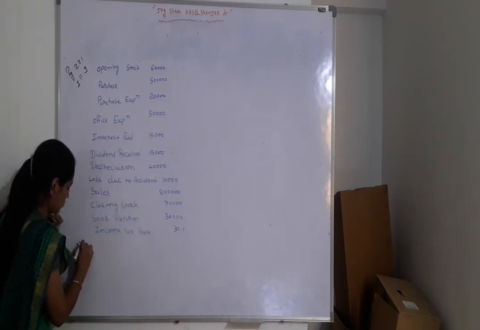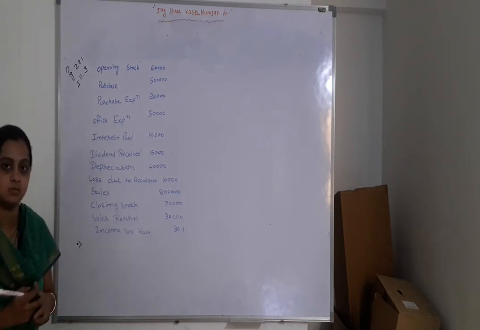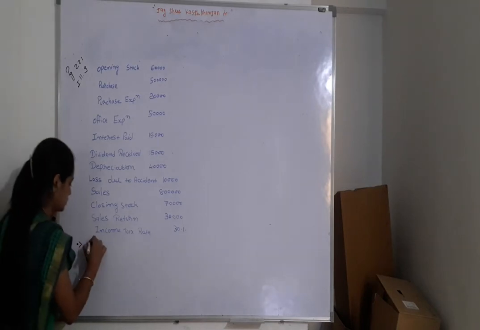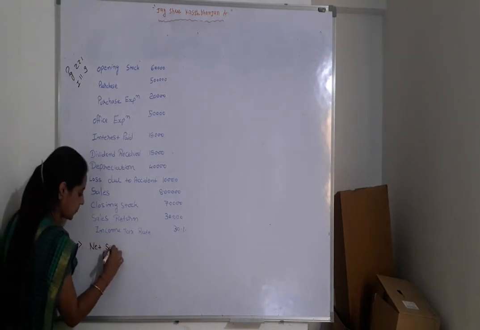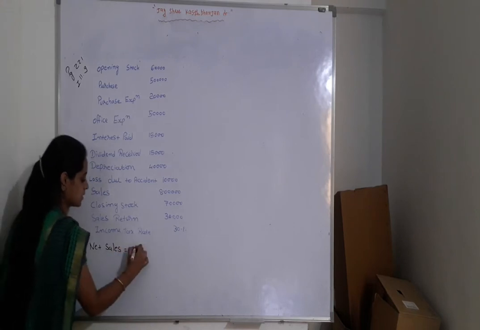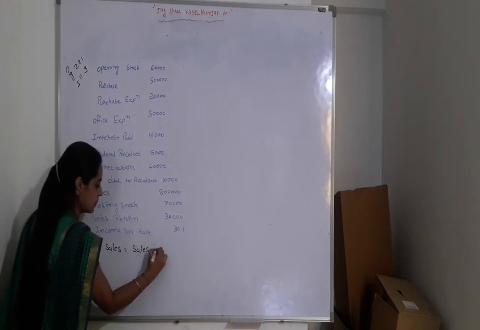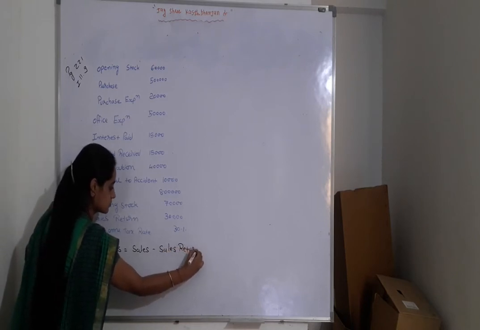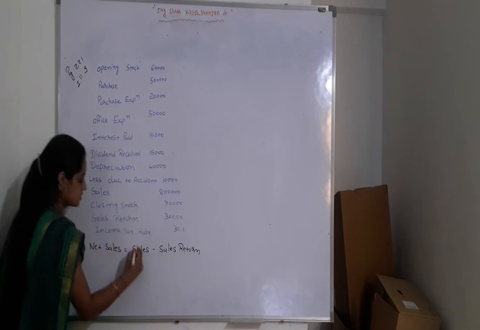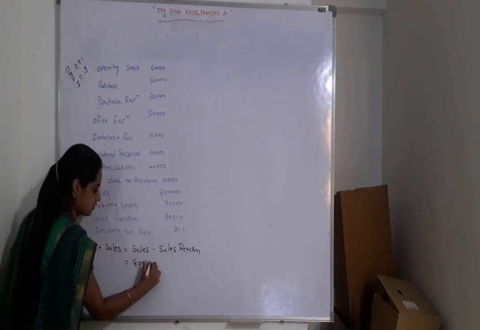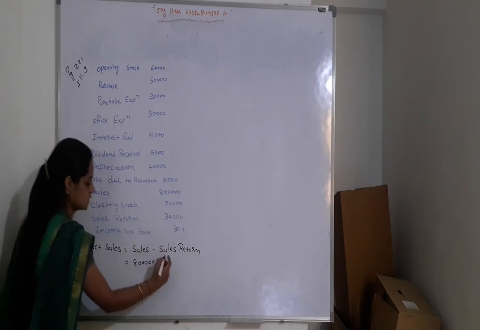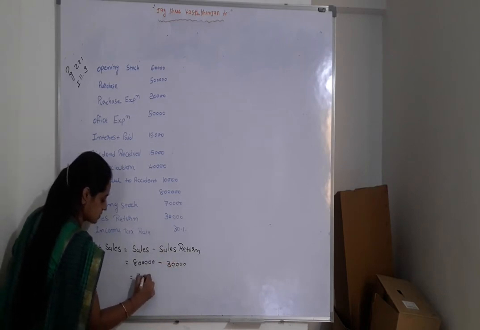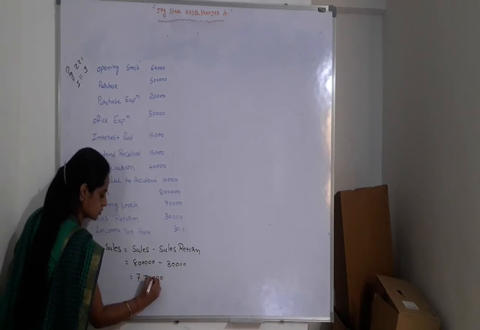So first of all we have to find net sales. Why? Because they have given sales and sales return. So net sales is equal to sales minus sales return. Total sales 8 lakh minus sales return 30,000. So our net sales is 7,70,000. Okay.